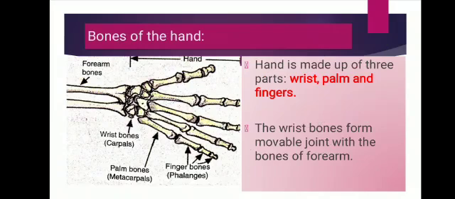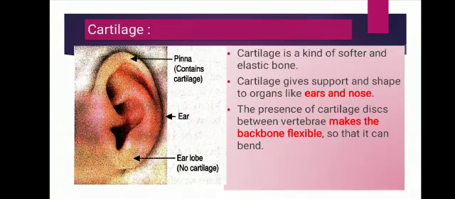Now about cartilage. Most of the skeleton consists of hard bones. However, at some places in the skeleton there is a material which is not as hard as bone and which can be easily bent, and it is called cartilage. Cartilage is a kind of softer and elastic bone. It helps us to bend without breaking.